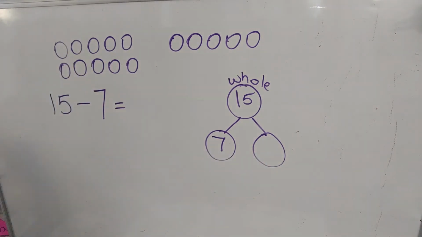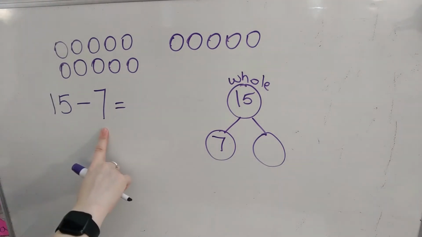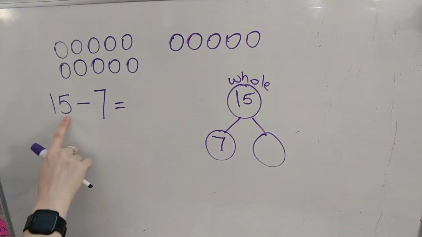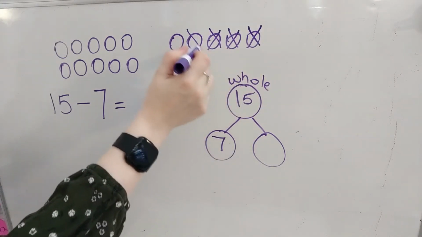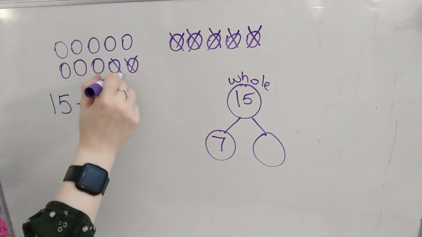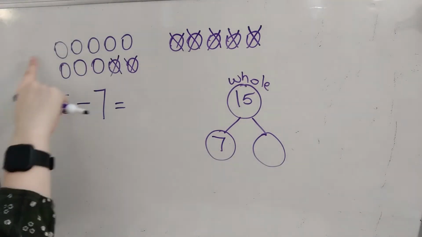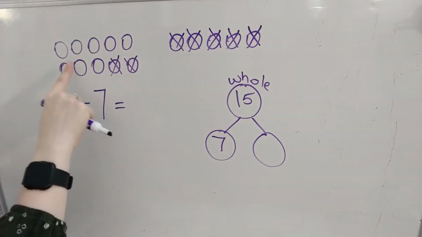Let's look at here. Let's take away the 7 using our new method, taking from the ones place first. Let's take the 7. 1, 2, 3, 4, 5, 6, 7. I took away my 7. What is left? 5, 6, 7, 8.